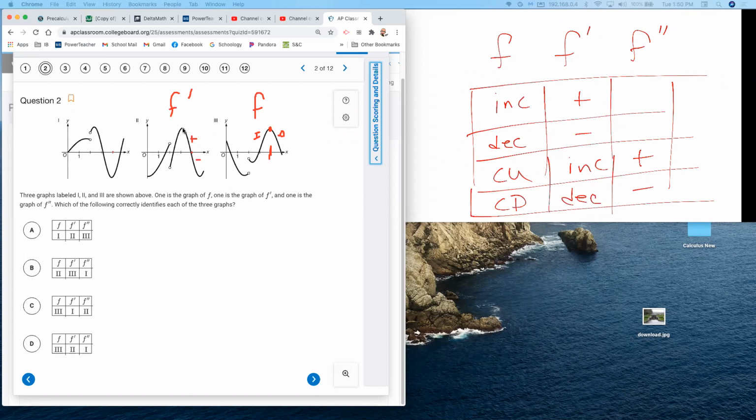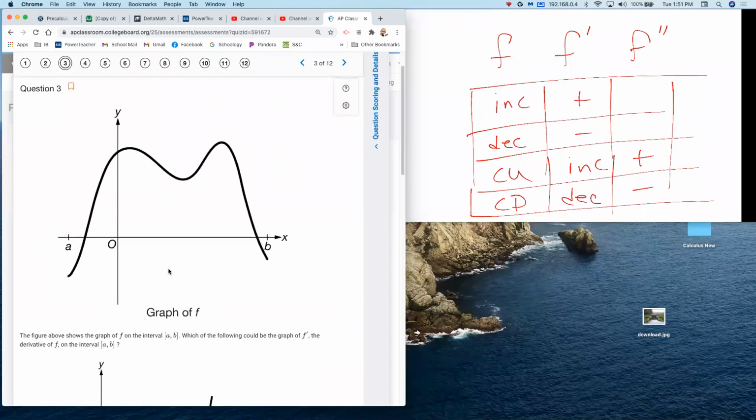And then notice that right here, this graph goes from increasing to decreasing. And notice that right there, we're going from positive to negative. So that would be F double prime. Okay. Any questions on that? All right, I'm going to clear those annotations and then go on to question 3.